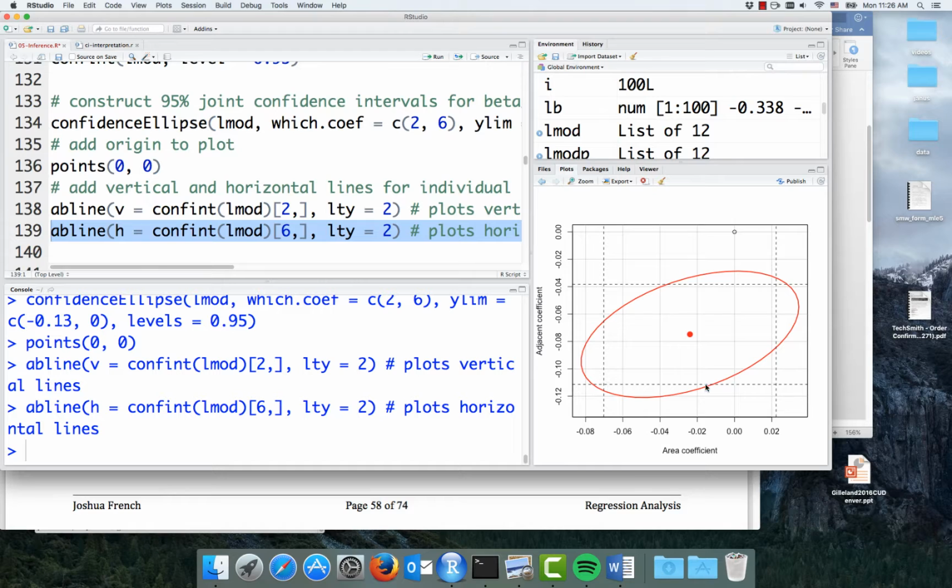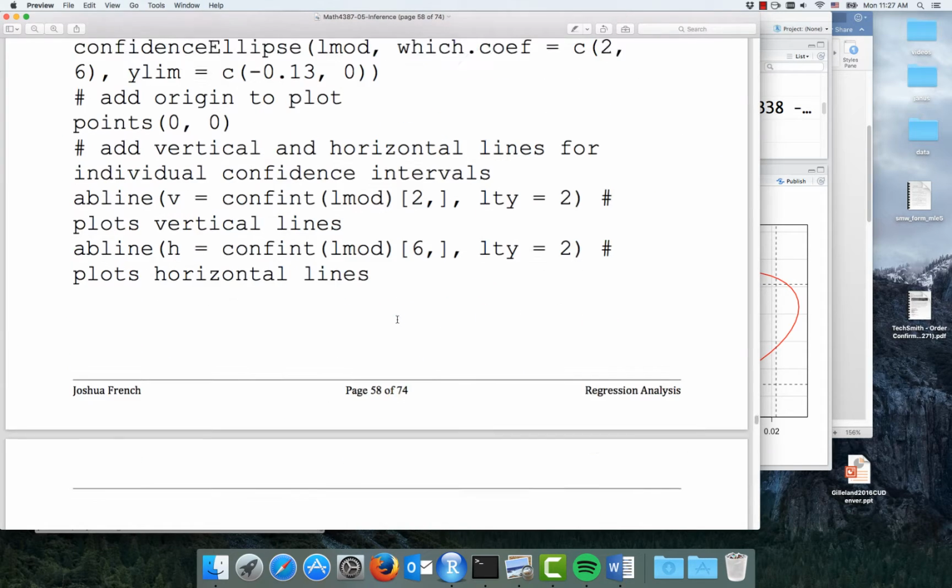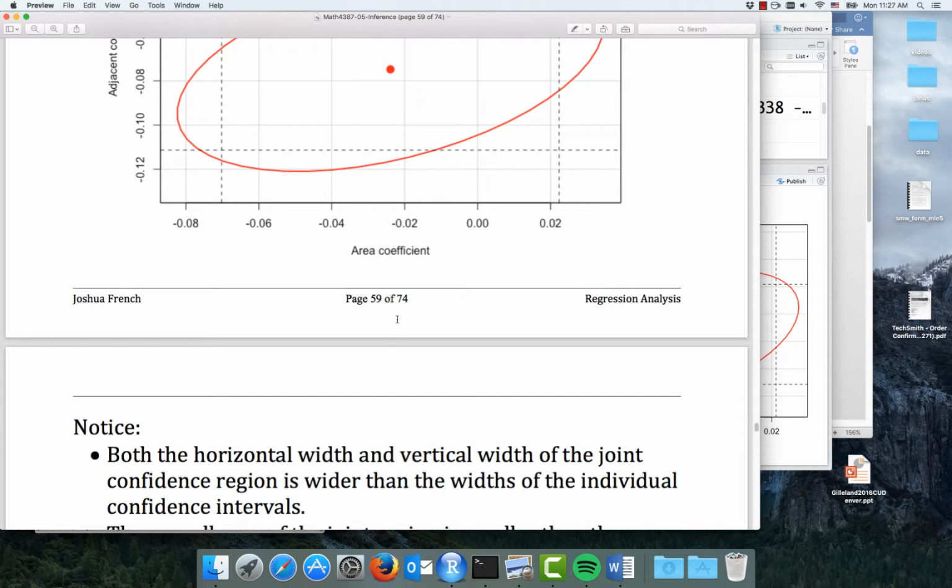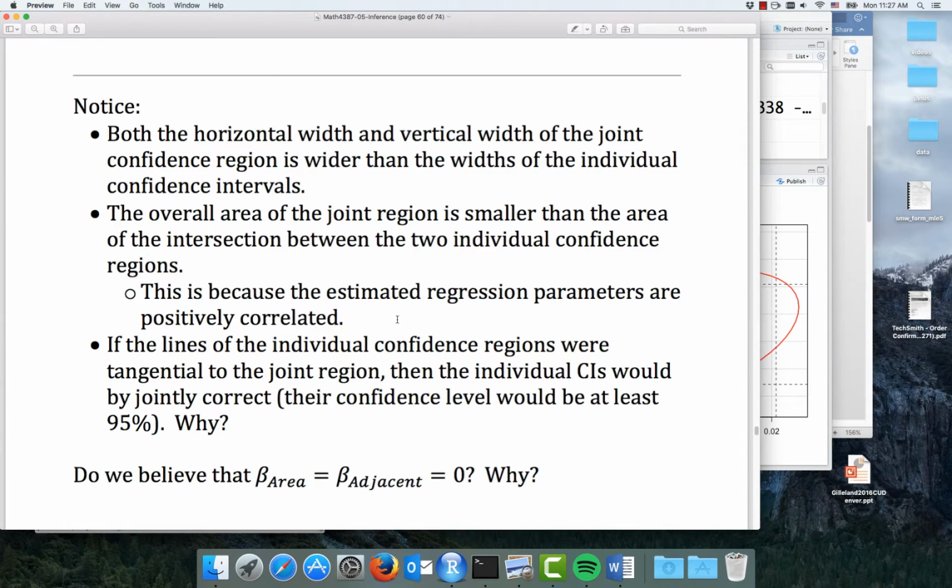And you can see that there's a lot of overlap between the individual confidence intervals and the simultaneous confidence region, but they don't match up perfectly. And that's because our estimated regression coefficients and our predictors are actually correlated with each other. And so that should be taken into account when we are constructing our confidence region, which is what this particular method does.